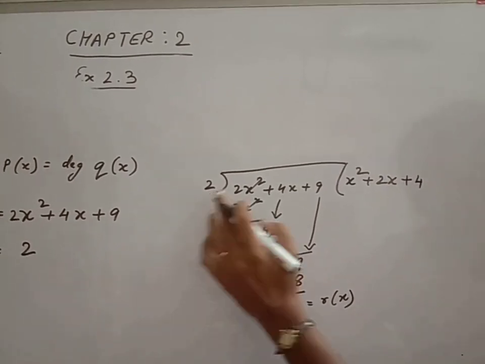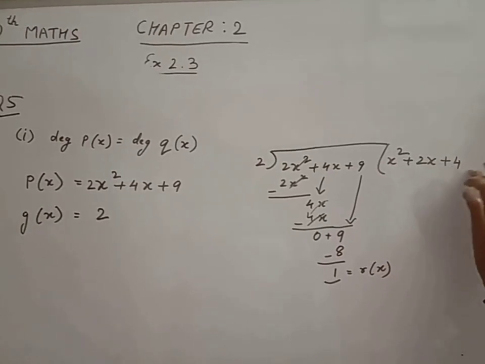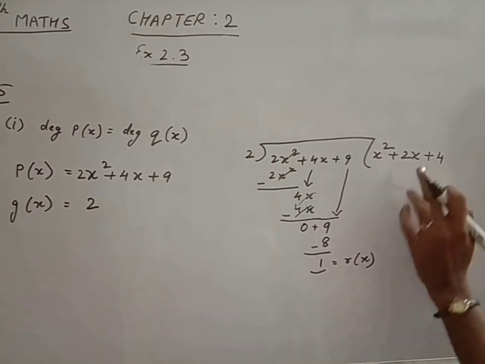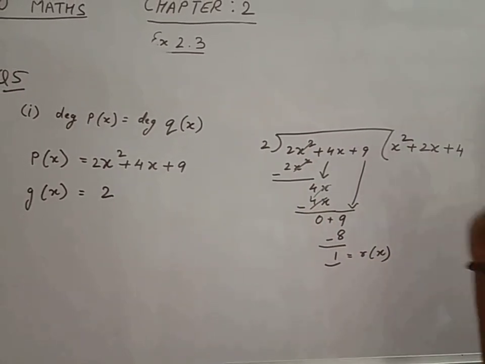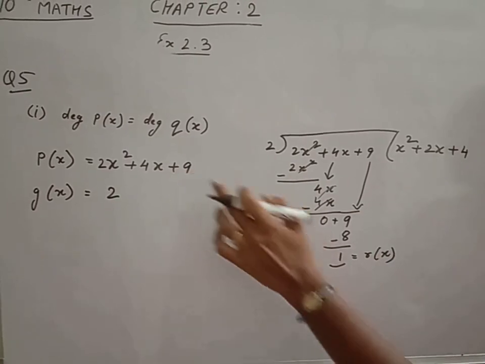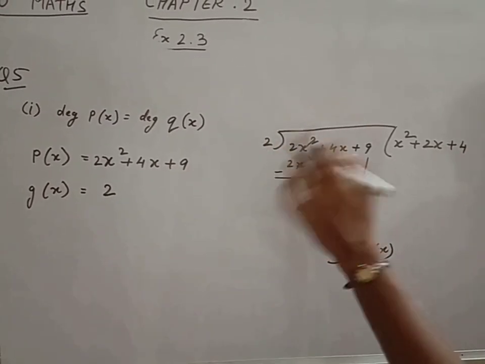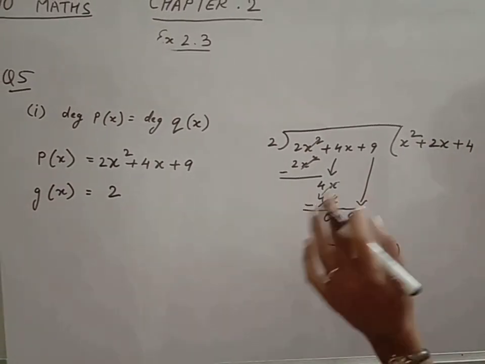My quotient is x square plus 2x plus 4, and my g(x) is 2. So here the degree of p(x) and q(x) are the same. So you are free to choose p(x), but you have to select that g(x) which gives you the same degree. In this way you will do the second and third.